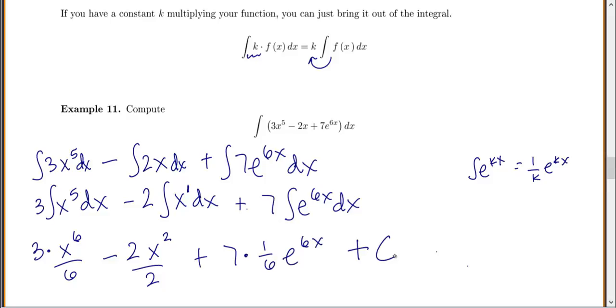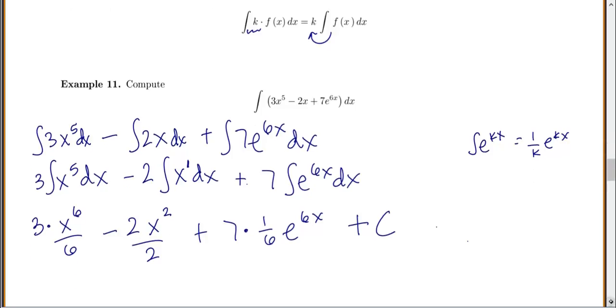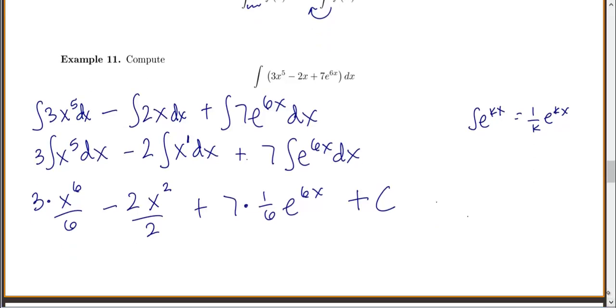Now at the very end, I put a plus c. I don't need to put a constant for each one because they all just kind of lump together. If I added some constant here and some constant here and some constant here, at the end I can add all my constants and I'm still just at a constant. So we just add one big plus c at the very end. We can simplify that a little bit. So x to the 6 over 2 minus x squared plus 7/6 e to the 6x plus c. Don't forget your plus c.